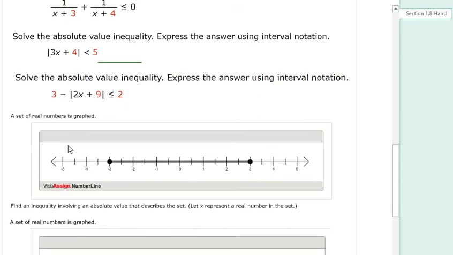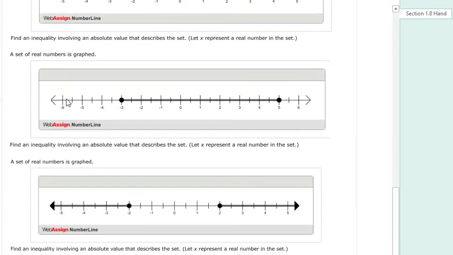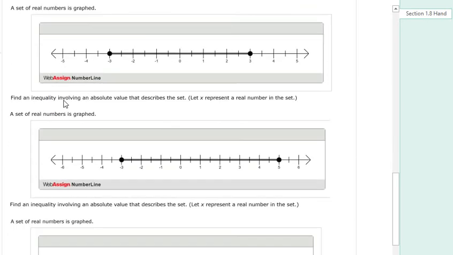Absolute value inequalities. The thing about the absolute value inequality here is that you've got to start by solving for the absolute value first. So I got to subtract 3 from both sides and then divide out the negative. And then some of these, I might have you reverse engineer.